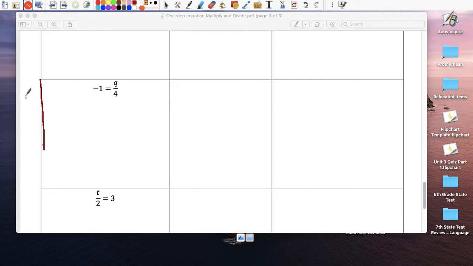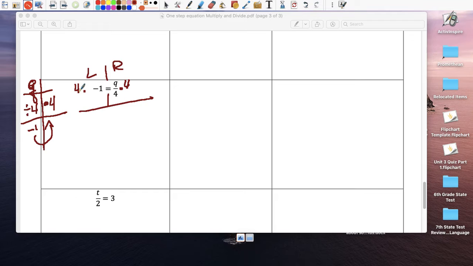We have a variable q. It's being divided, q divided by 4. That gives me -1. Going backwards, what's the opposite of divide by 4? It's multiply by 4. So here's my line, left and right. I'm going to be times 4 times 4. That 4 and that 4, 4 divided by 4 is 1. 1 times q is q. And 4 times -1 is -4.